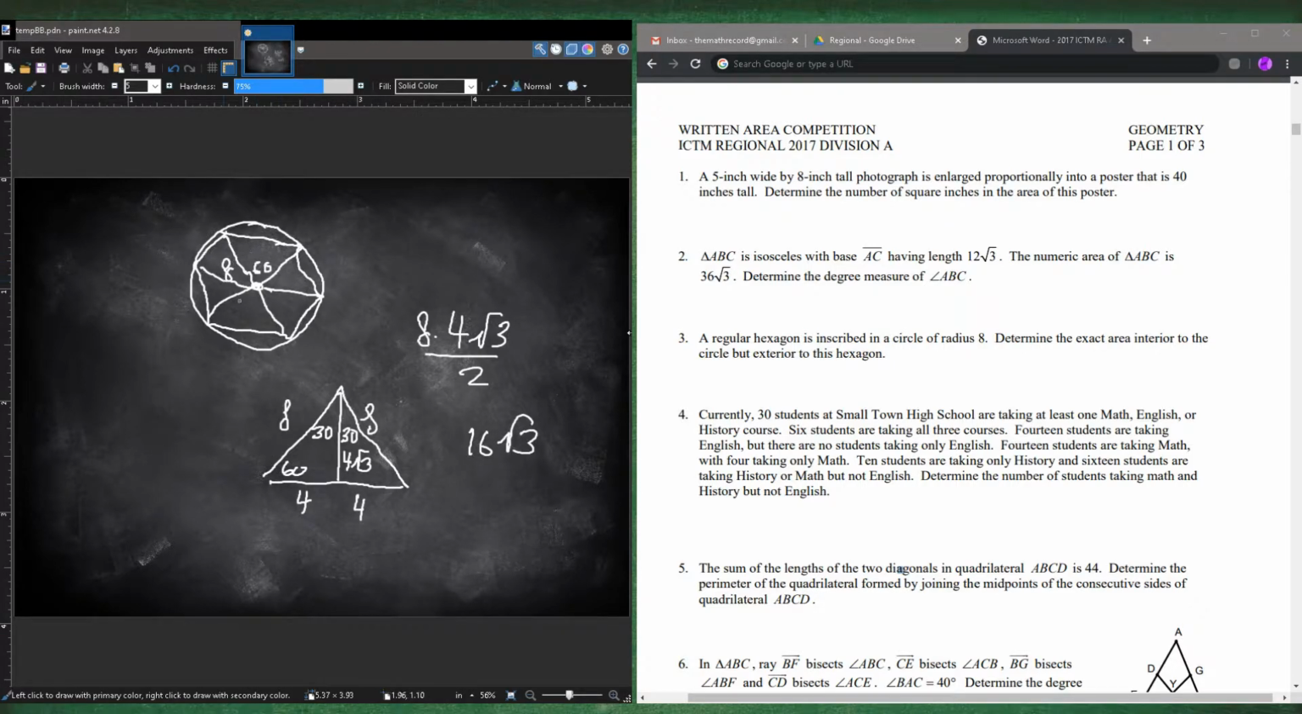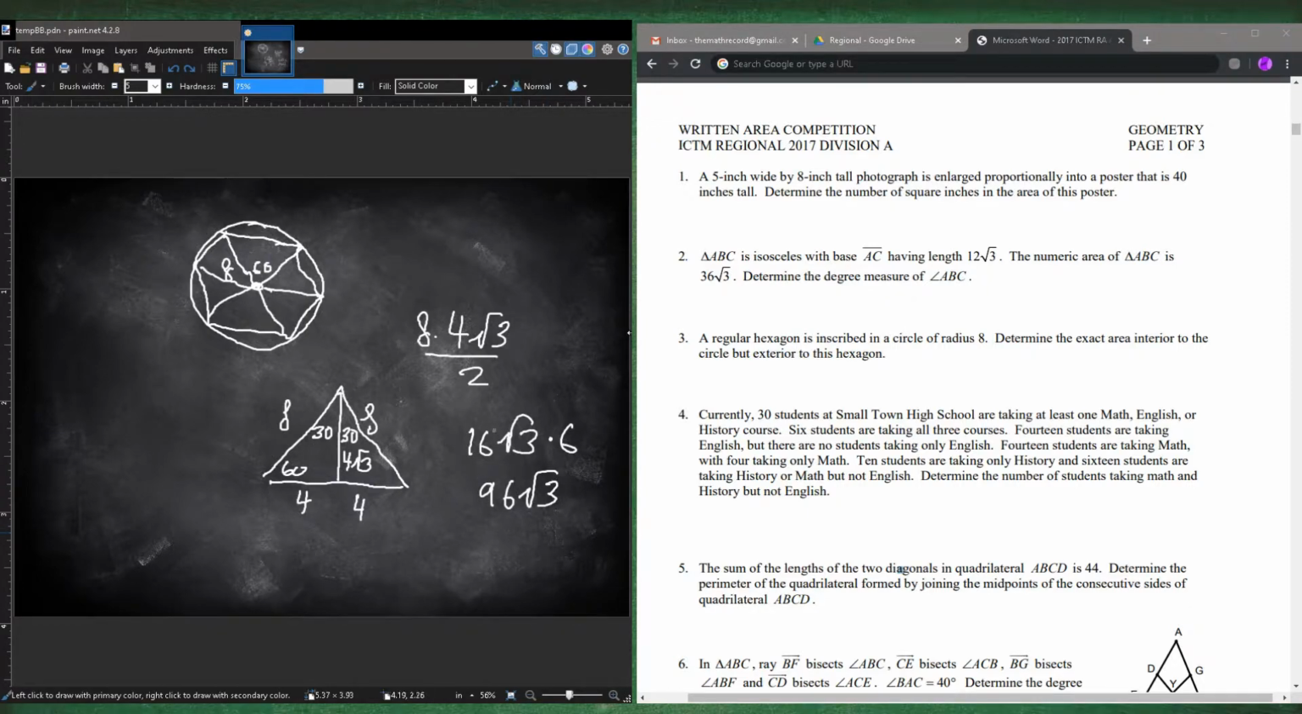We have 1, 2, 3, 4, 5, 6, as I said before. So now we need to multiply that by 6, because that's just the area of one triangle. We need 6 of them. So 16 times 6 is 96 square root 3. So that's the area of our hexagon.